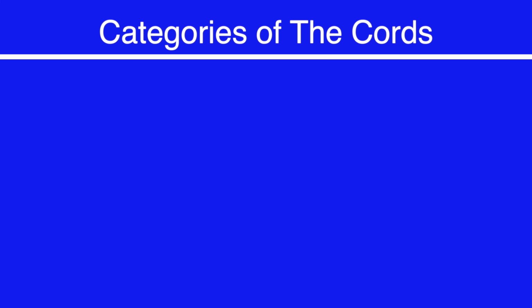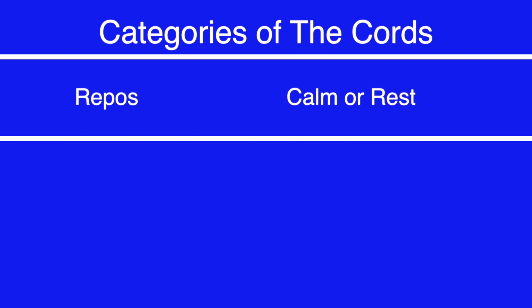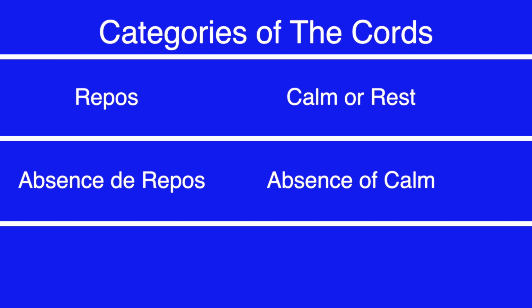He would then categorize the notes and the chords into 3 different categories. The first is repos, which is basically calm or rest, and this is the first scale degree. The second is absence de repos, which is absence from calm. And the third one, as we already know, is tendance, tension.